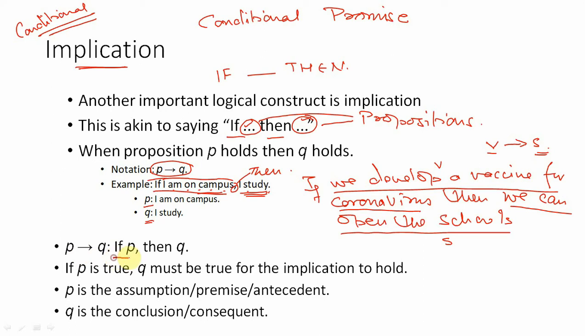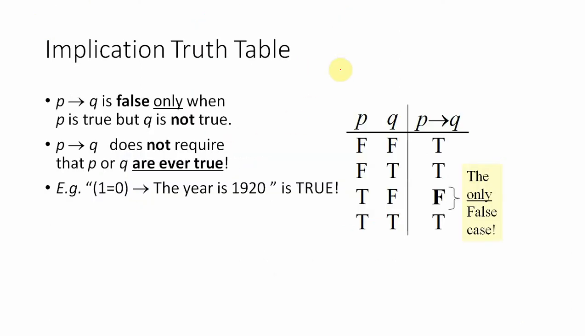So we write it as if P, then Q. If the value of the if part is true, then the value of the then part must be true for the implication to hold. We say that the implication is holding if the value of this compound proposition is true. In this compound proposition, when we say P implies Q, the if part P is called the assumption or the premise or the antecedent, and the then part Q is called the conclusion or the consequent. So this is the premise, this is the conclusion. Now this is the truth table of the implication.